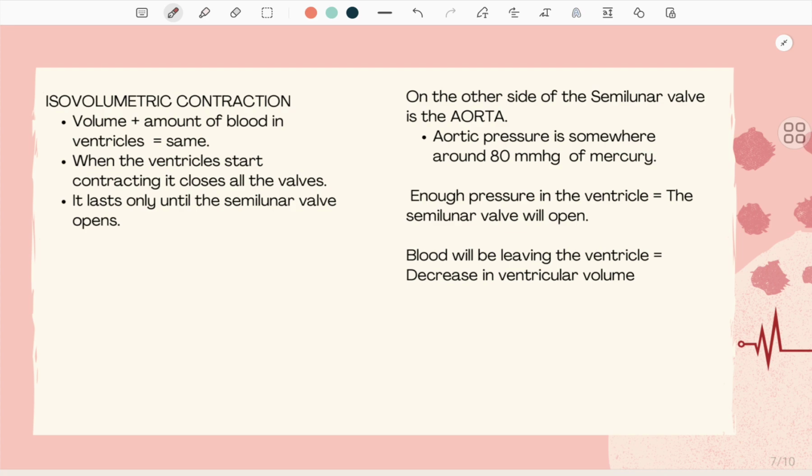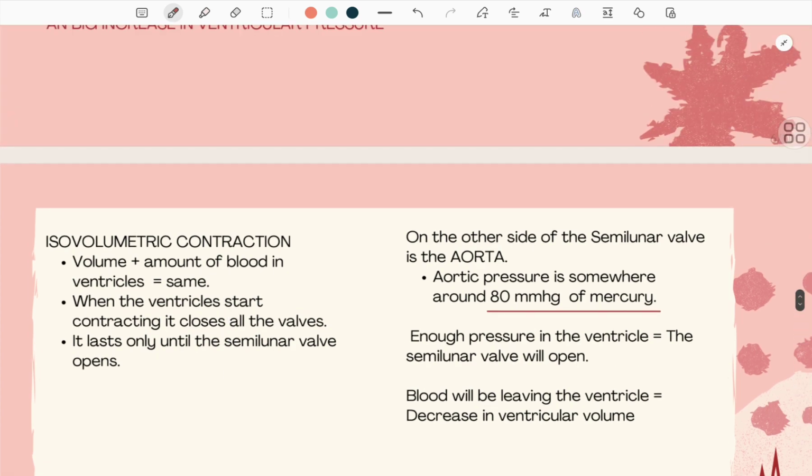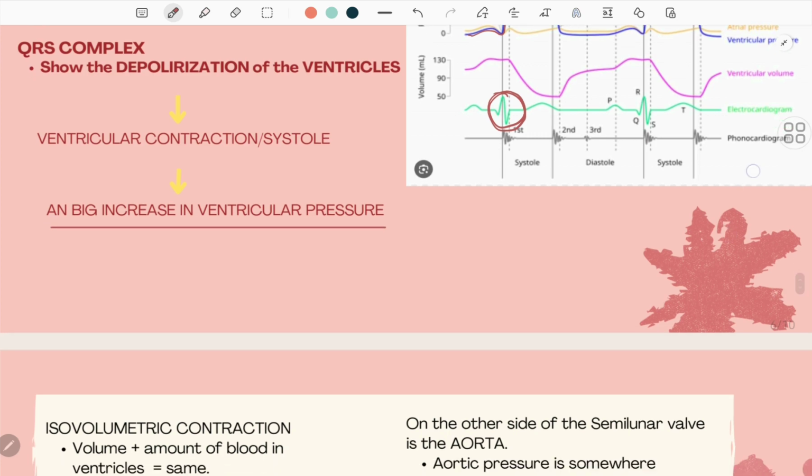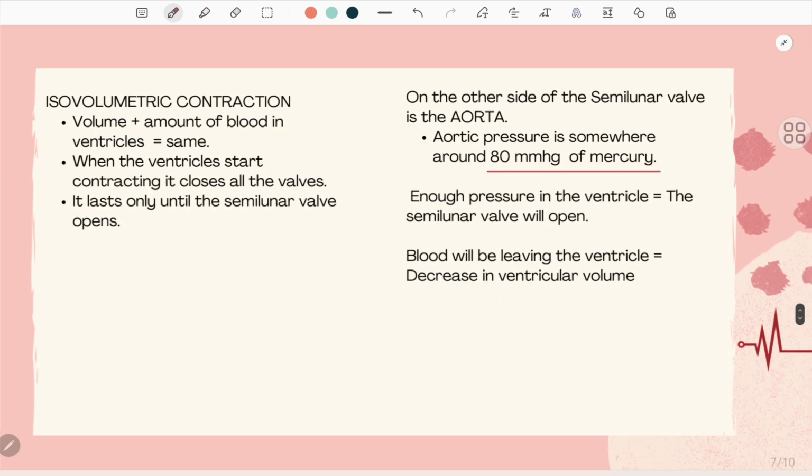On the other side of the semilunar valve is the aorta. At this stage, the aortic pressure is somewhere around 80 millimeters of mercury. For the blood to leave the ventricles, you have to have enough pressure to overcome this 80 millimeters of mercury. That's on the previous slide. There we can see there is a big increase in ventricular pressure.